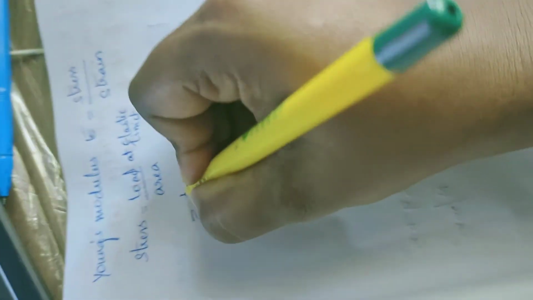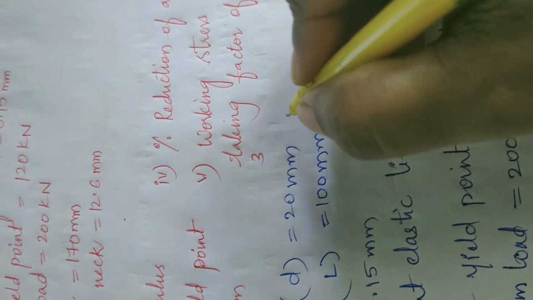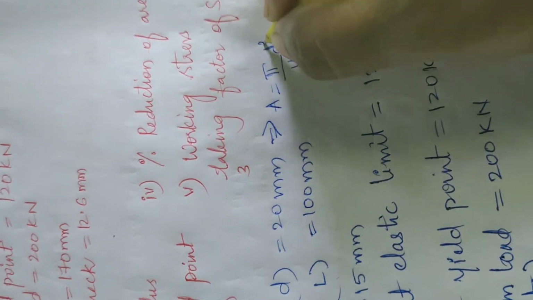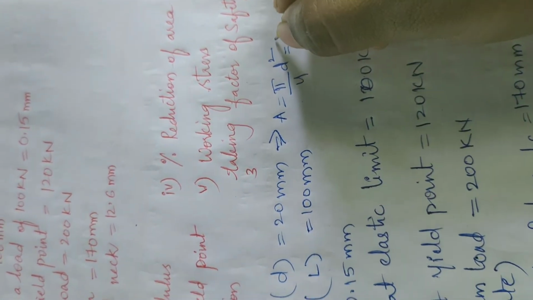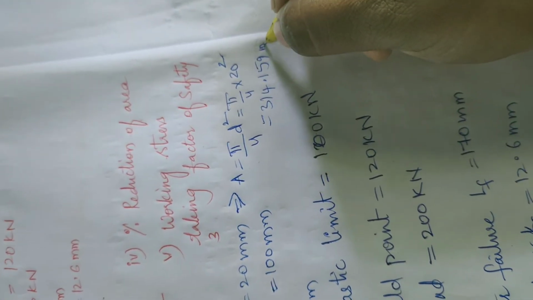So it is 100 into 10 to the power of 3 by area. At this elastic limit, the area you have to consider is according to the diameter of the specimen. You should not take the neck diameter, because that is after the failure. So diameter D is given. With respect to this, the area is pi by 4 d square, that is pi by 4 into 20 square, which is 314.159 mm square.